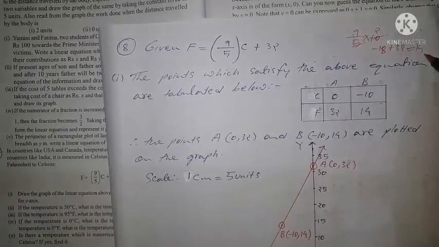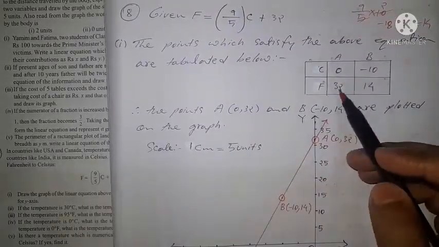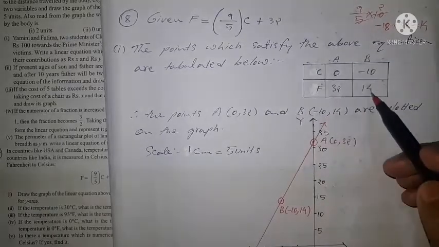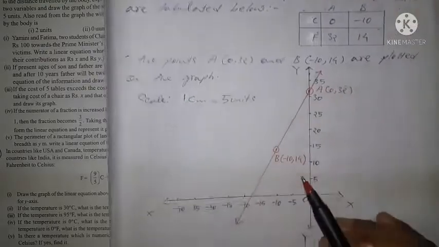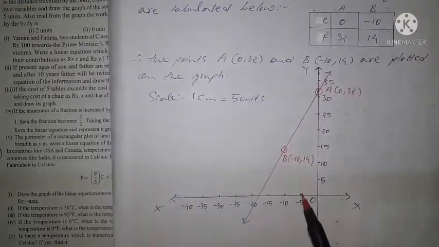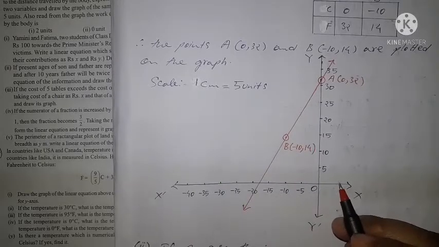So this is 14. So the value of F will be 14. Therefore the points A, that is (0, 32), and B, (-10, 14), are plotted on the graph. So this is the graph. Here we have taken the scale 1 centimeter equals 5 units. Similarly, here we have taken 1 centimeter as 5 units.